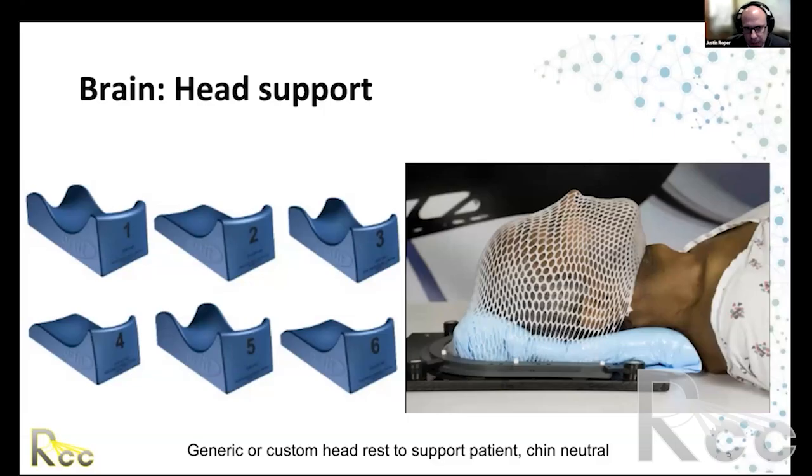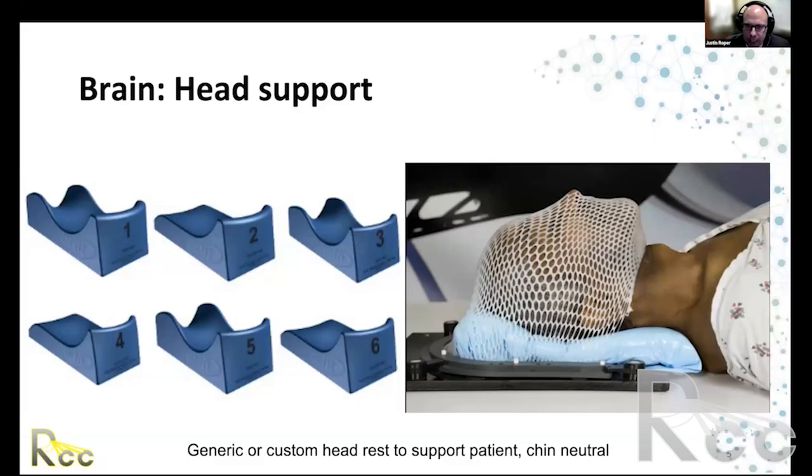And you'll notice that some of those head supports have flanges for the neck, whereas others don't. So in my clinical practice, we use these generic head supports probably for 95% of the patients we treat. And out of that patient population, primarily we're using a number 4. That tends to work quite well.